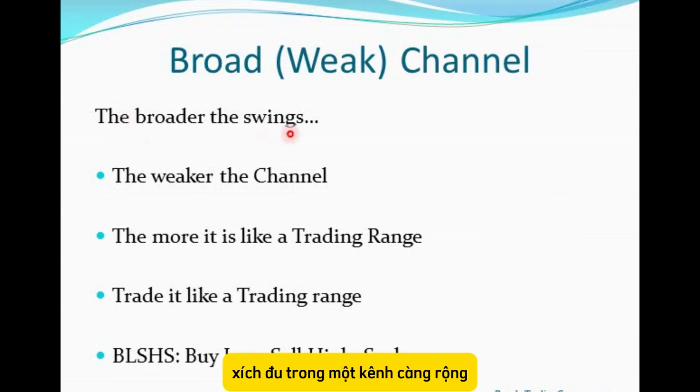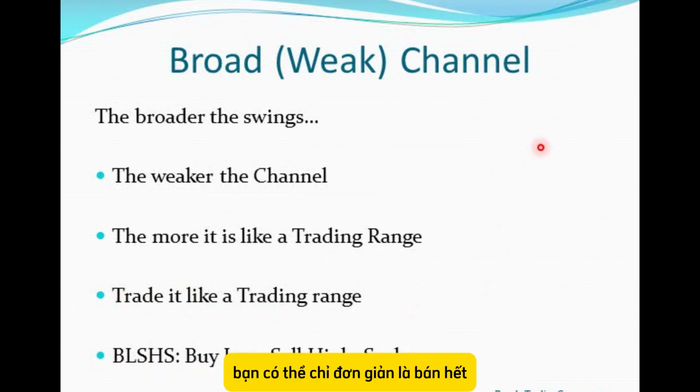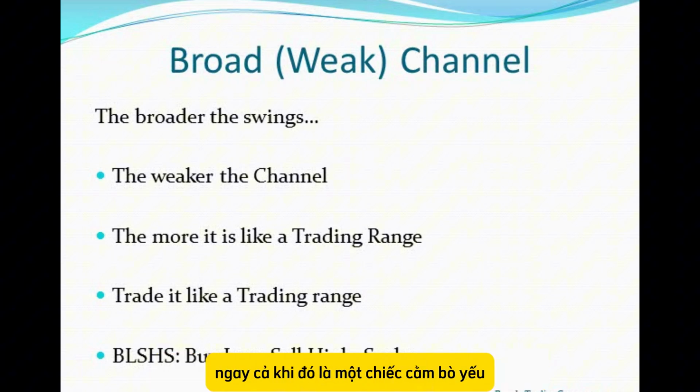The broader the swings are in a channel, the weaker the channel is, the more the channel is like a trading range, and the more you should trade it like a trading range. Buy low, sell high, and scalp. If it's a bull channel, when you're selling, you could simply be selling out of longs. You don't have to sell into shorts. However, when you buy low, I think you should be buying for a trade, not simply exiting shorts. When it's a bull trend, you need to be looking to buy, even if it's a weak bull trend, one with very broad swings.